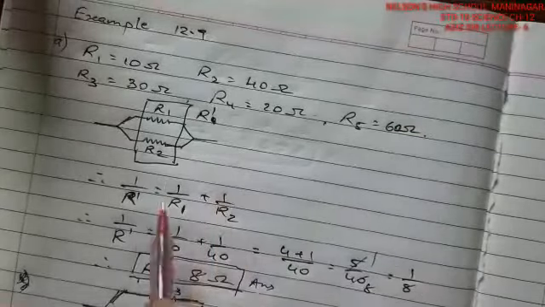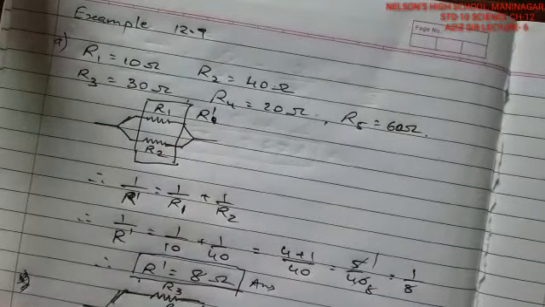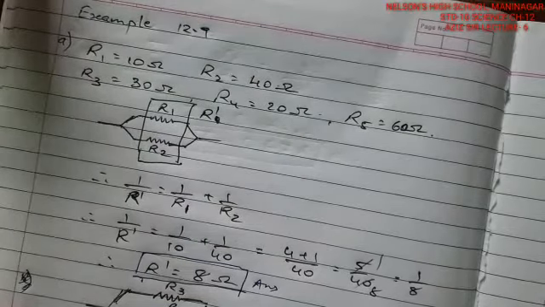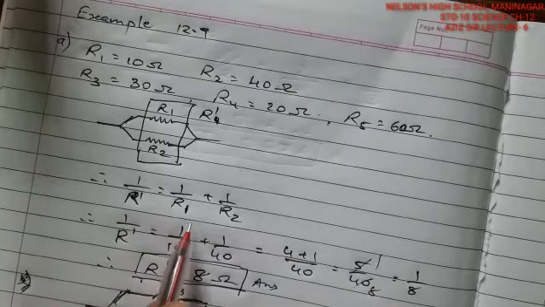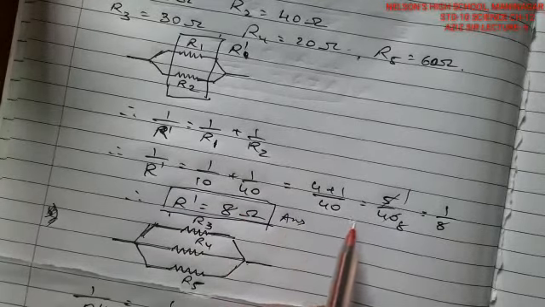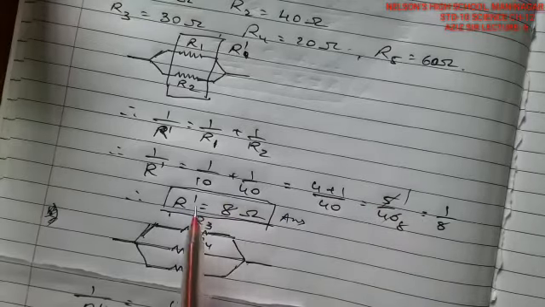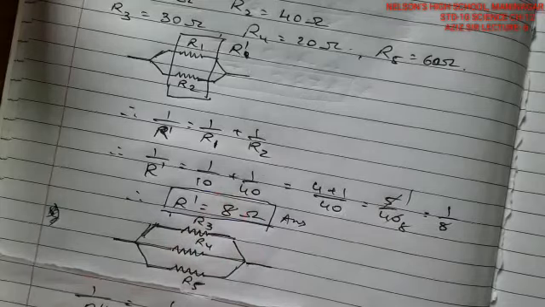The first part, that is R dash, contains R1 and R2. Now in R1 and R2, the resistance comes out to be 1 upon R dash equals 1 upon R1 plus 1 upon R2. So that is 1 upon 10 plus 1 upon 40. Making an LCM, it comes out to be 5 by 40, that is 1 by 8. So the resistance comes out to be 8 ohms. That is R dash.